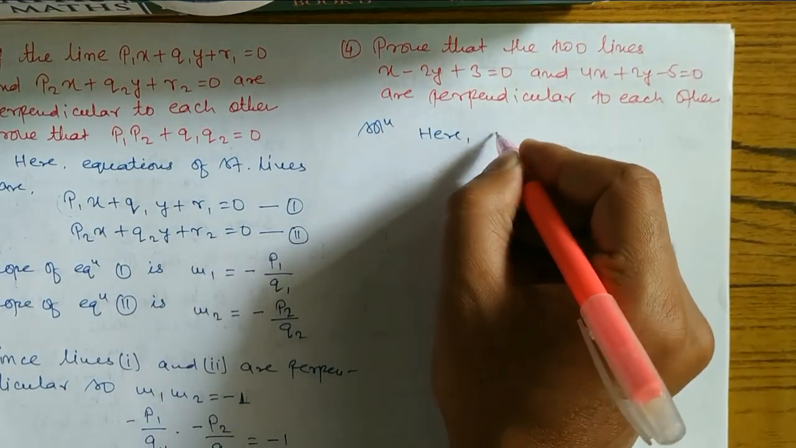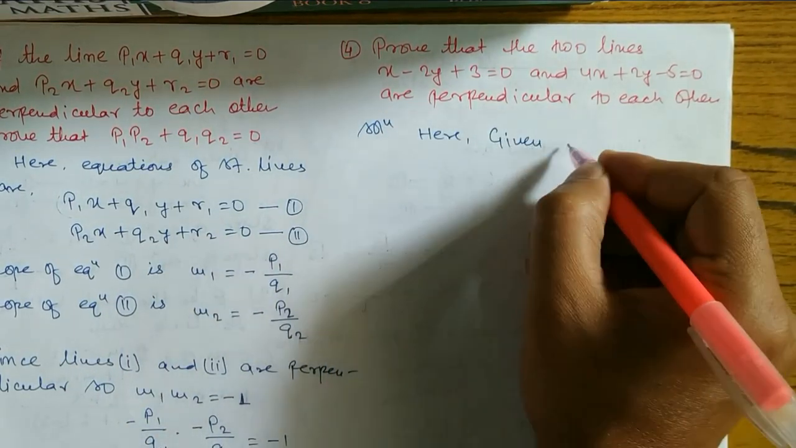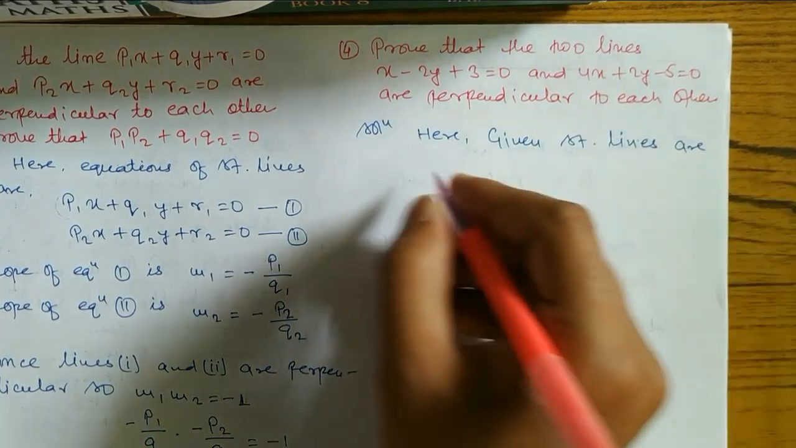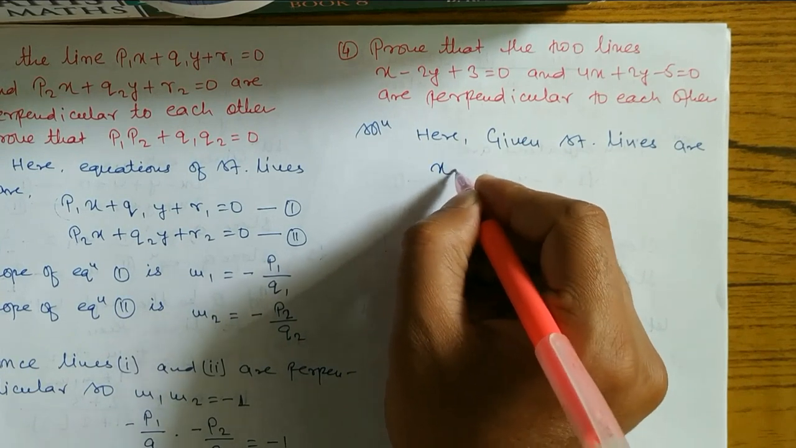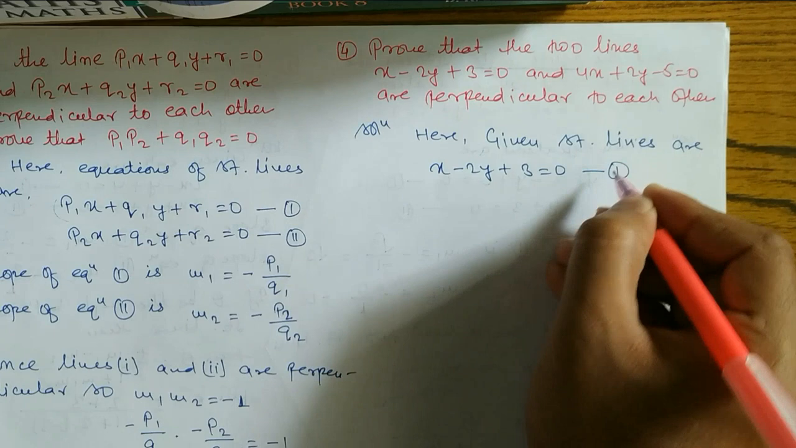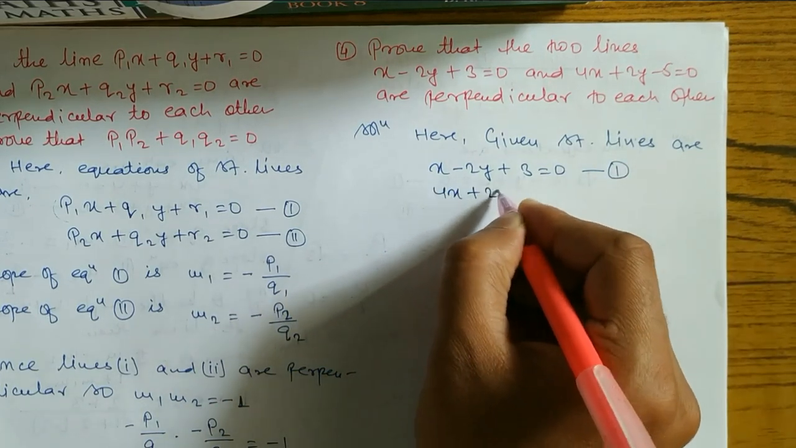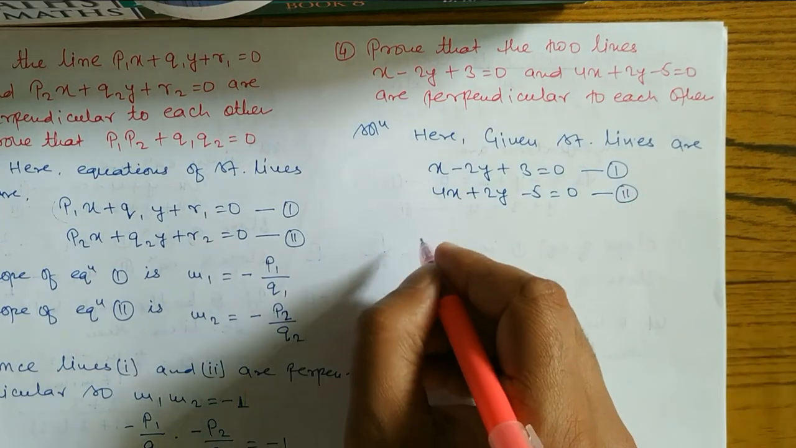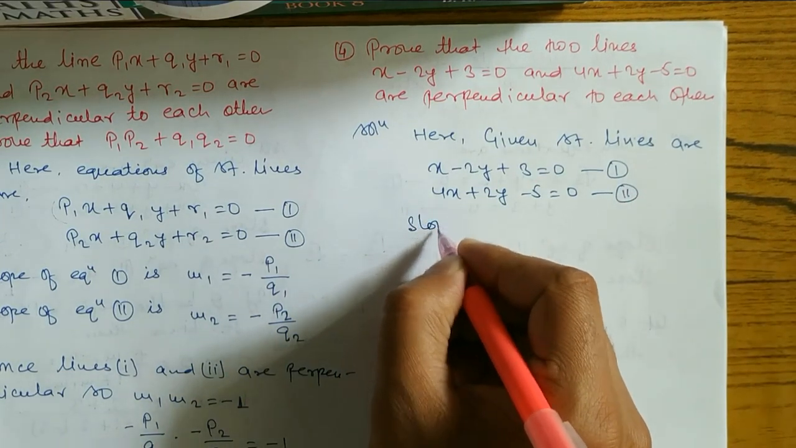Two straight lines are given here: x minus 2y plus 3 is equal to 0, equation 1, and 4x plus 2y minus 5 is equal to 0, equation 2. Now we have to find out the slope.